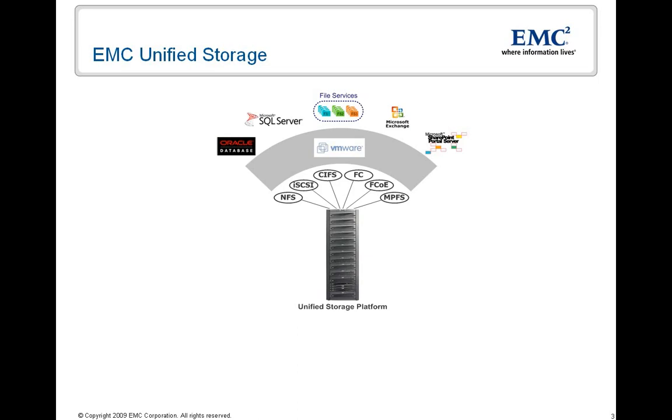So unified storage for us, from an EMC perspective, means multiple connectivity options, whether it's Oracle over NFS, or Exchange over iSCSI, or file services over CIFS, allowing you the flexibility of procuring a single system, a single array, a single platform that has the ability of all of these connectivity types. That's what unified storage from an EMC perspective is. That's what we're referring to here.